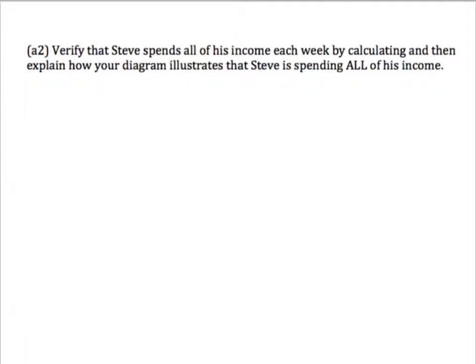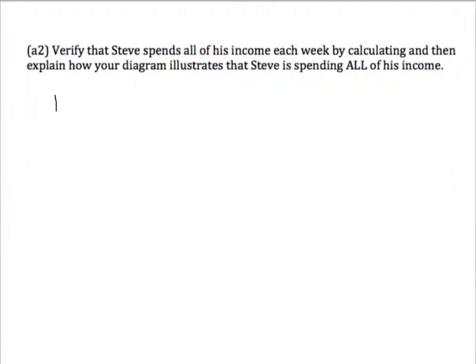So now we're asked to verify that Steve spends all of his income by calculating, and then to explain how the diagram illustrates that Steve is spending all of his income. So we have to break this into two parts. The first part, we can calculate how much Steve spent by calculating how much he spent on pills and how much he spent on shots, and add them up. And hopefully it will come out to be 200.